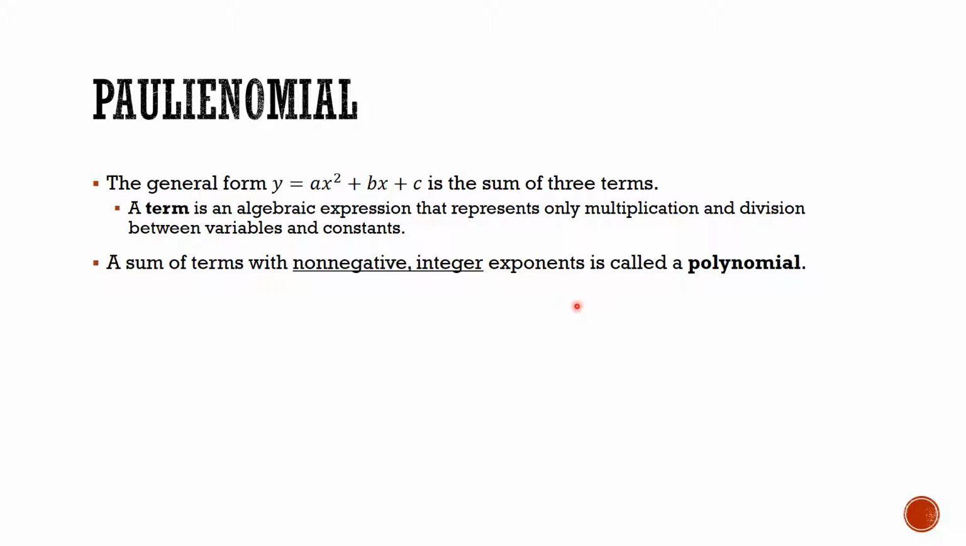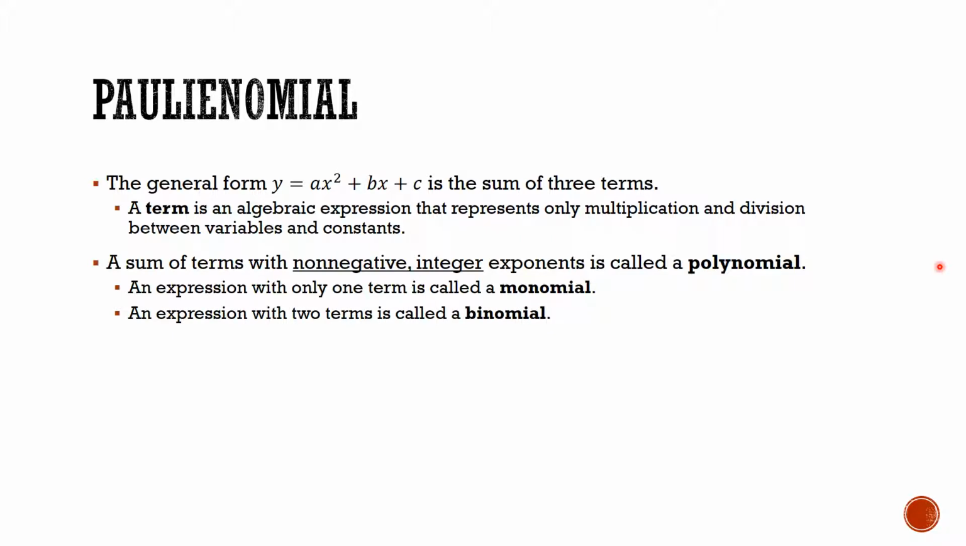So a sum of terms with non-negative and integer exponents is called a polynomial. So this right here is a polynomial because the exponents are positive, 2 and 1, and they're integers. So this is a polynomial, but it actually has a more specific name. An expression with only one term is called a monomial. An expression with two terms is called a binomial. Three terms is called a trinomial, so this is actually a trinomial. So it's a polynomial, but if you think more specific, it's a trinomial. And if you have four or more, you just call it a polynomial.